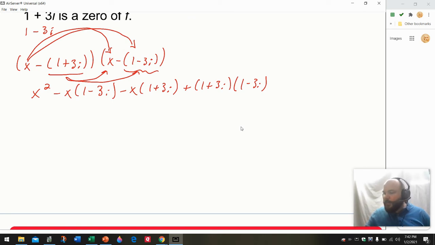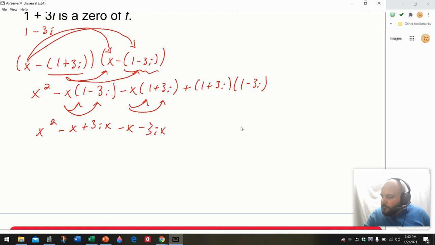Okay, now I'm going to further multiply this out. I don't try to do too much multiplication at once. So this negative x is going to multiply here and here. This negative x is going to multiply into here and here. Then I'm going to FOIL this out. So I get 1, and then I get minus 3i. Then I get plus 3i. And then right there, I get minus 9i squared.